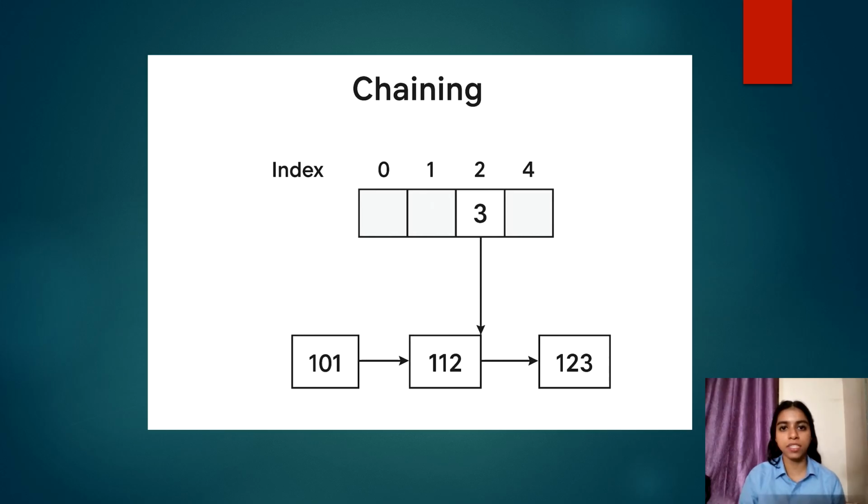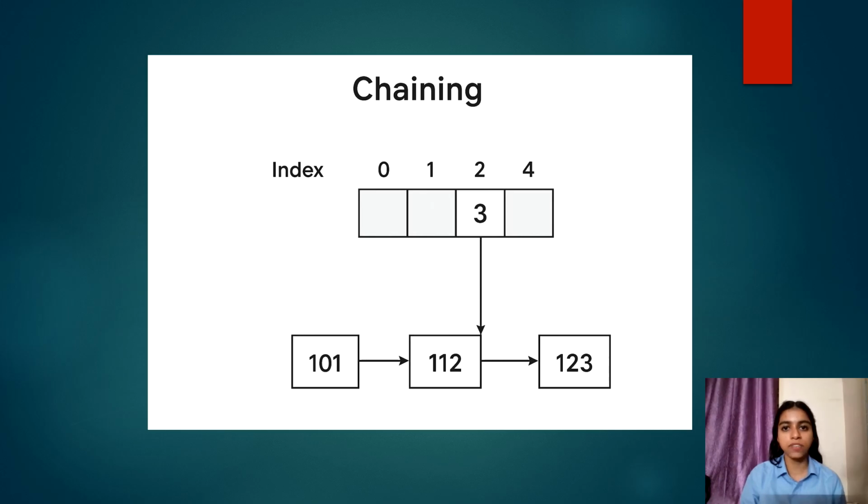Now let us understand chaining. This is one of the collision handling techniques used in hash maps, especially in banking systems. Here at the top we can see a hash table with different index positions such as 0, 1, 2 and 3. Each index represents a location where customer account records can be stored. Let us assume that multiple bank account numbers like 101, 112 and 123 all generate the same hash value, which is index 3. This situation is called a hash collision because different keys map to the same index.